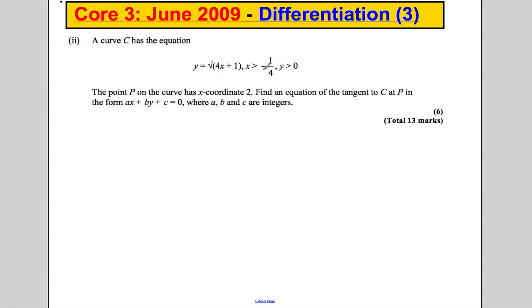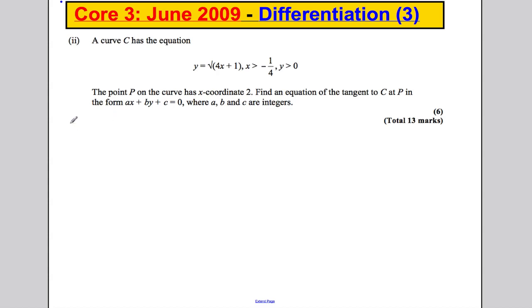And it tells us x is bigger than negative a quarter and y is bigger than 0. It says the point P on the curve has x coordinate 2. Find the equation of the tangent to the curve at P in this form, where a, b and c are integers.